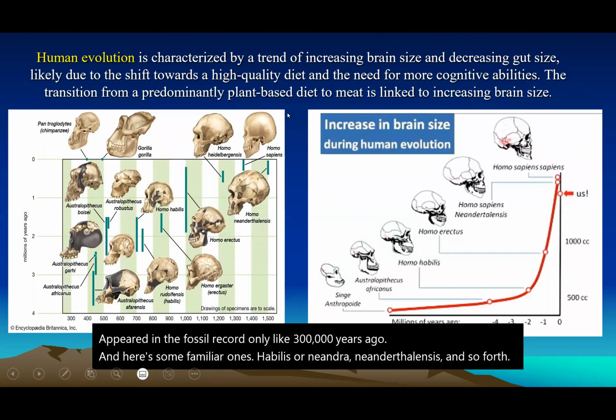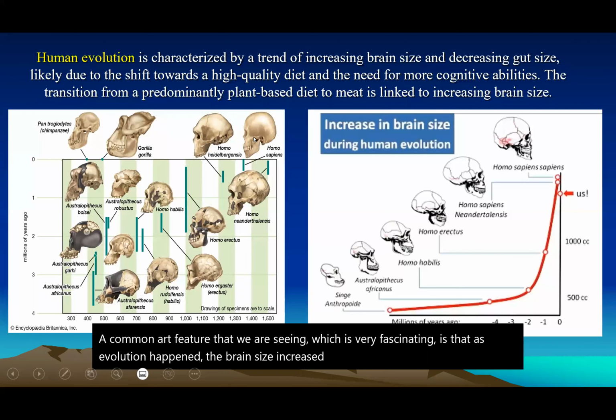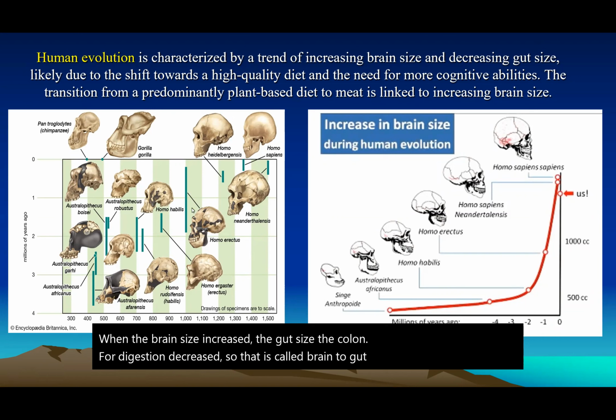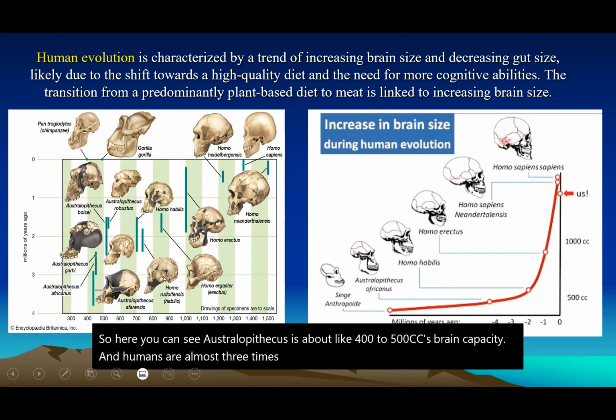A common feature that we are seeing, which is very fascinating, is that as evolution happened, the brain size increased. When the brain size increased, the gut size, the colon for digestion, decreased. So that is called brain to gut ratio. So here you can see Australopithecus is about like 400 to 500 cc's brain capacity. And humans are almost 3 times that, or twice the size of habilis.